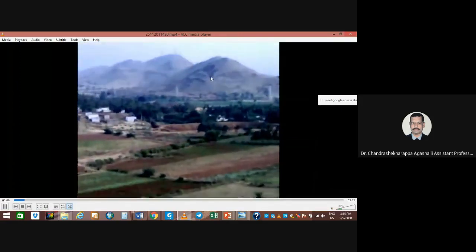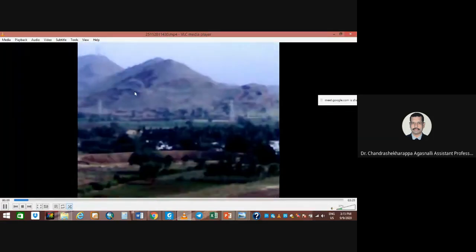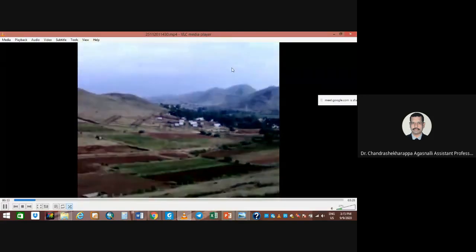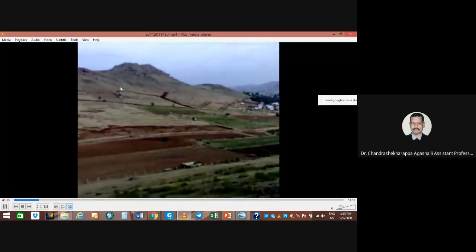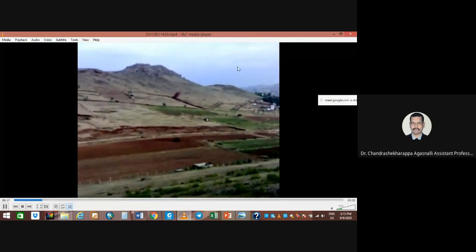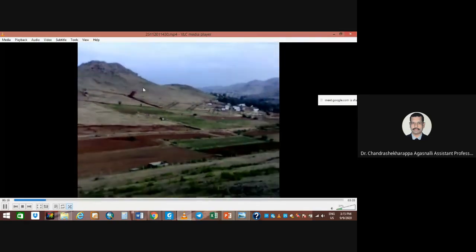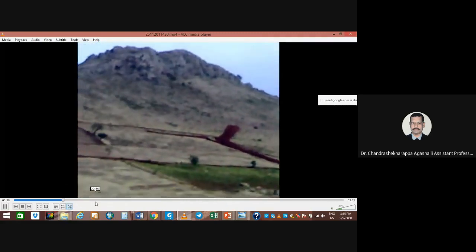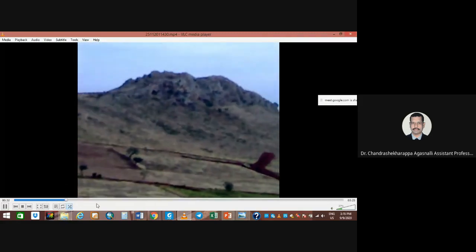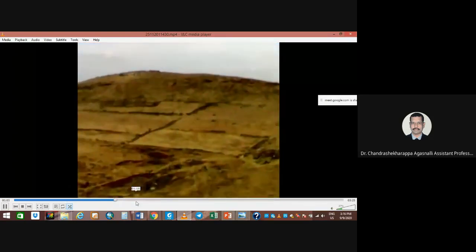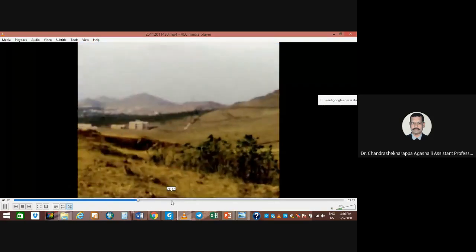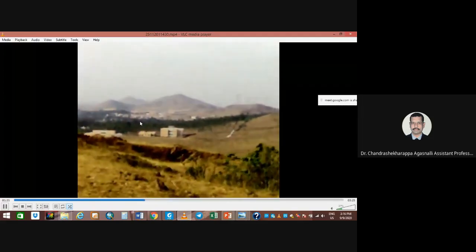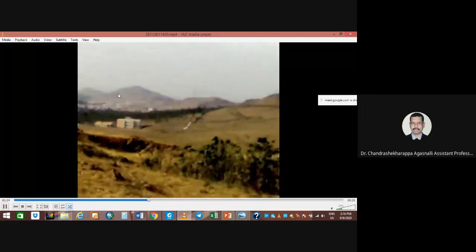Here, what we have seen, this is the top of the hillock. On top of the hill, you can see the entire quartz vein here. This is the end of the special area, and here is Gadag, next to that.